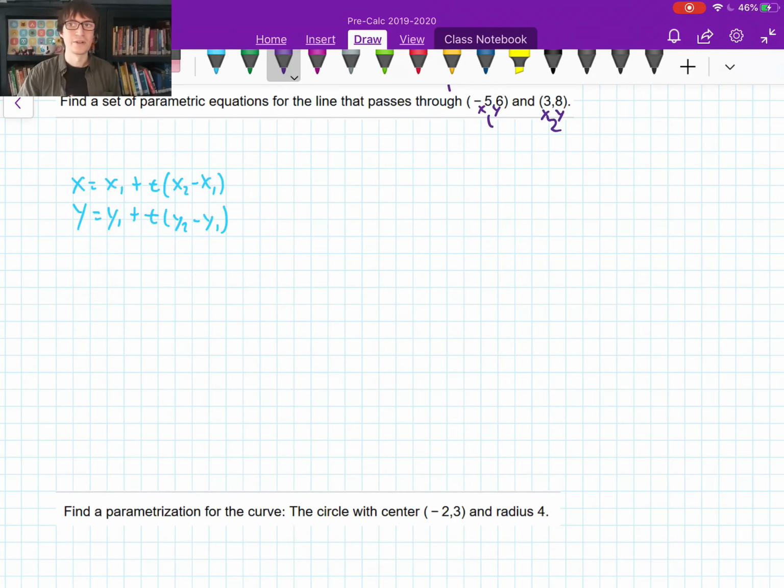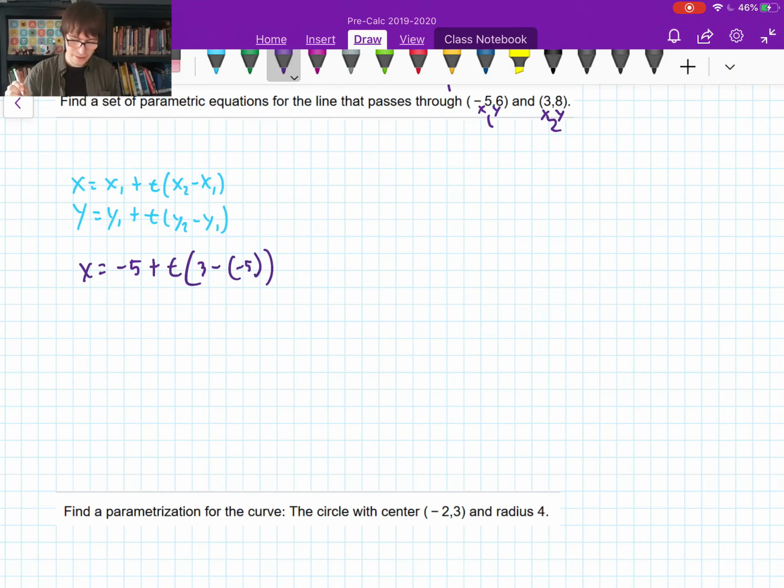Okay. So x equals x1, which is -5, plus t. This is why you want to use a little curly t instead of a t that looks like a plus, or maybe a capital T, that'd work too. Plus t times x2 minus x1, so 3 minus negative 5.